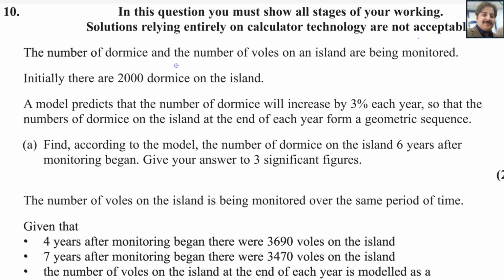The number of dormice and the number of voles on an island are being monitored. Initially, there are 2000 dormice on the island. A model predicts that the number of dormice will increase by 3% each year, so that the number of dormice on the island at the end of each year form a geometric sequence. First part, find according to the model the number of dormice on the island 6 years after monitoring began. Give your answer to 3 significant figures.